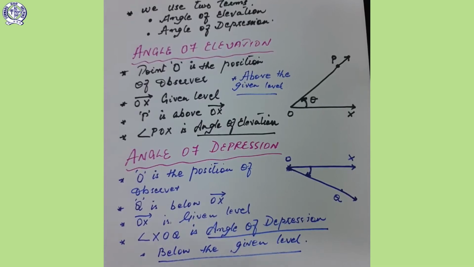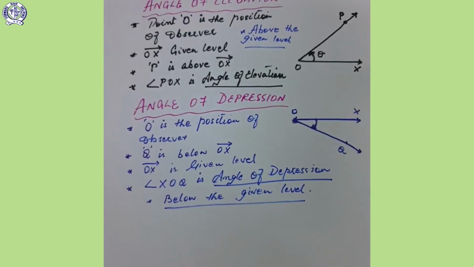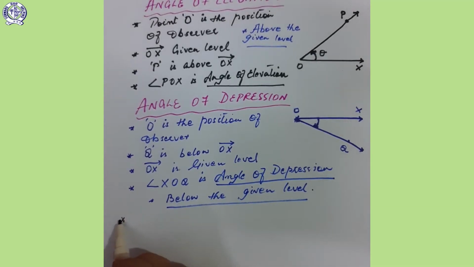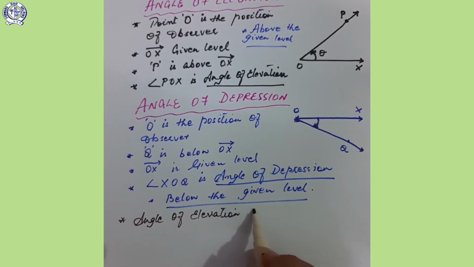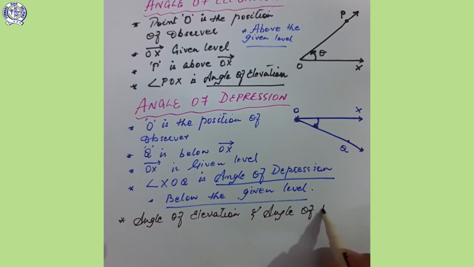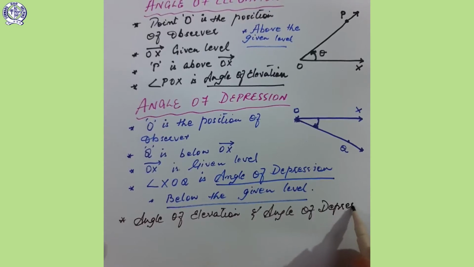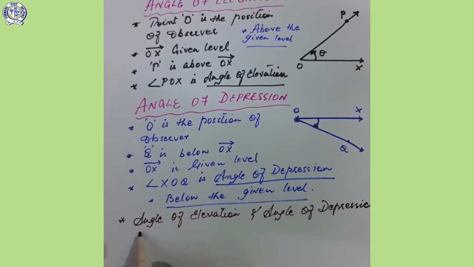I will write this point also, that you will remember this point: angle of elevation and angle of depression are congruent, because they are alternate angles. Okay, so just a rough figure I'll make.